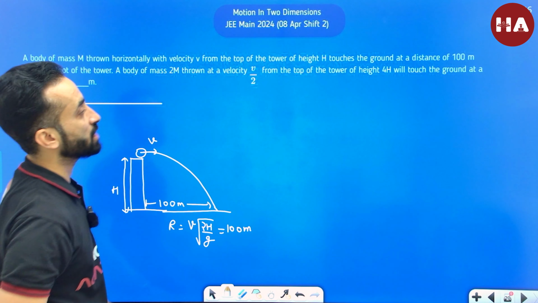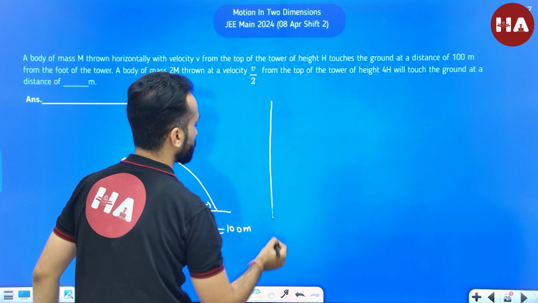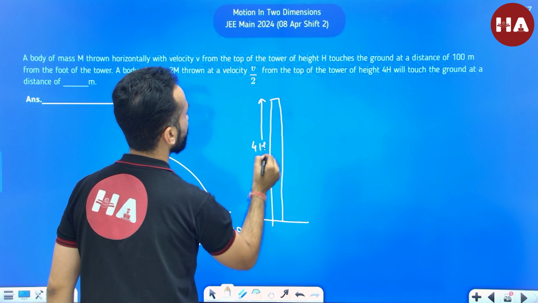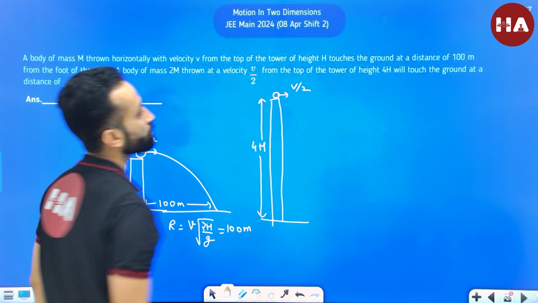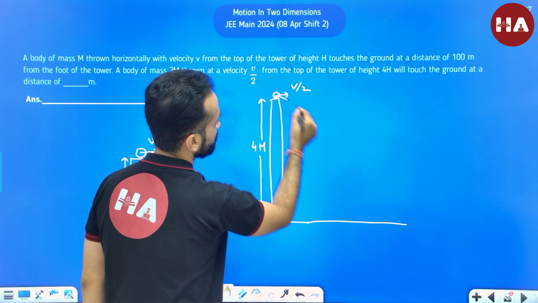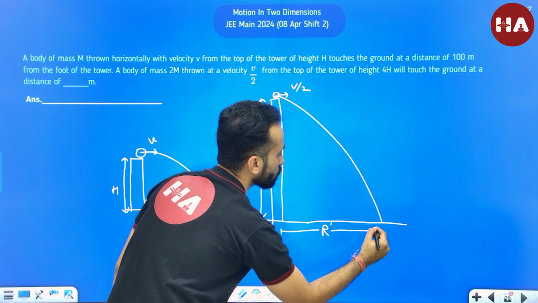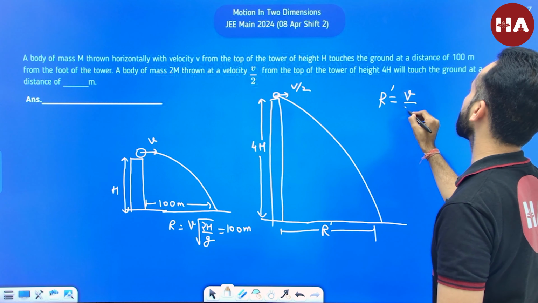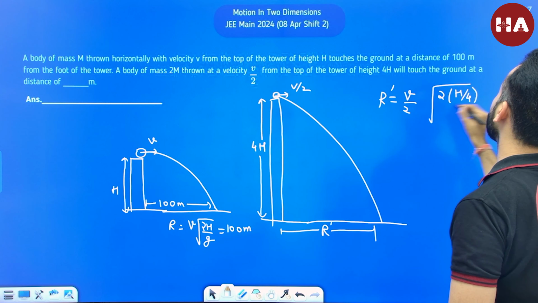Okay, now they've changed things. Now a body of mass 2m, so we'll ignore the mass part because the acceleration does not depend on mass, is now thrown from a tower of height 4h, but with a velocity, let's say v by 2. Now where will it hit the ground? What is going to be the new range? Let's call it r dash. So this r dash is going to be how much, my dear students? Now the velocity of projection is v by 2 and the time of fall is root 2h by 4 divided by g.